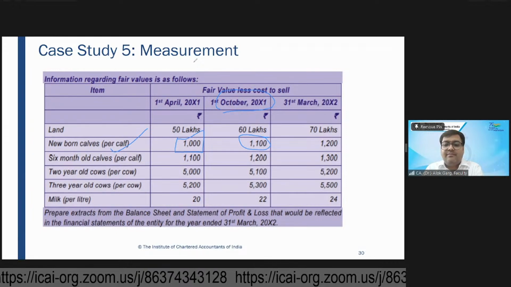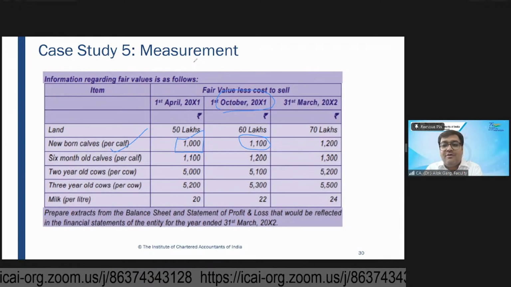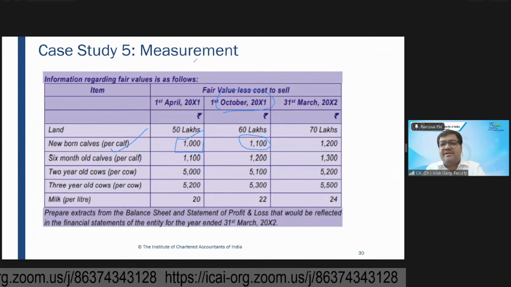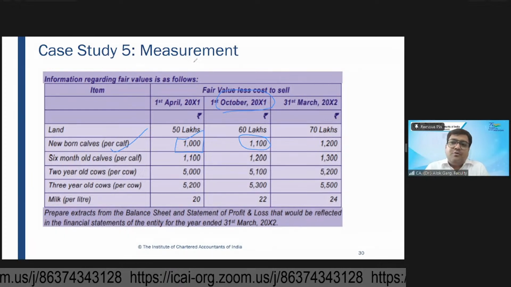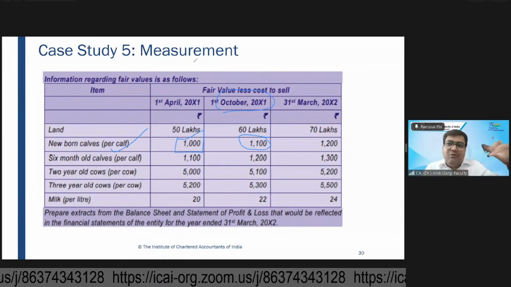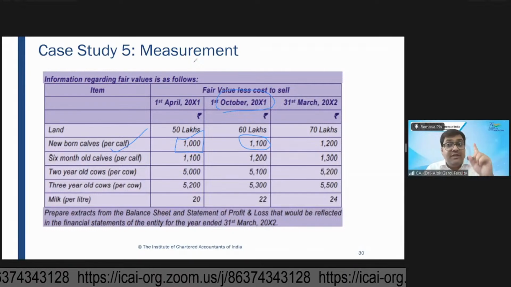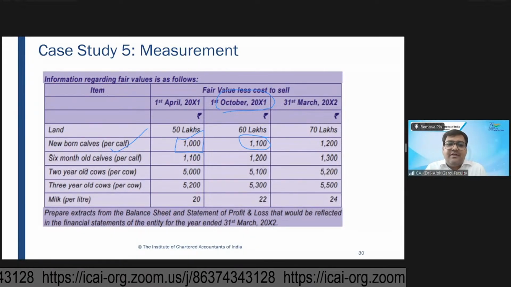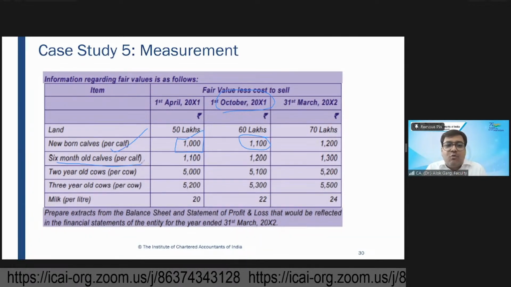Biological asset calf account debit, to other income. Yes, right? Standard says that, to other income. So one leg will go to the balance sheet, one leg will go to P&L, right? On initial measurement. And in this question, there is a value which is given for a 6-month-old calf.